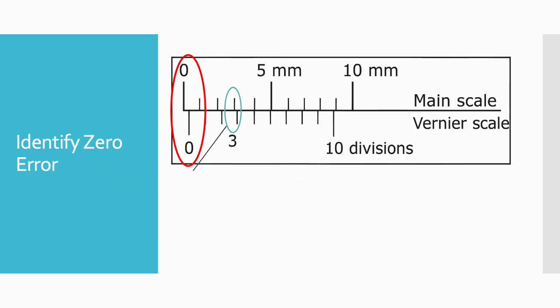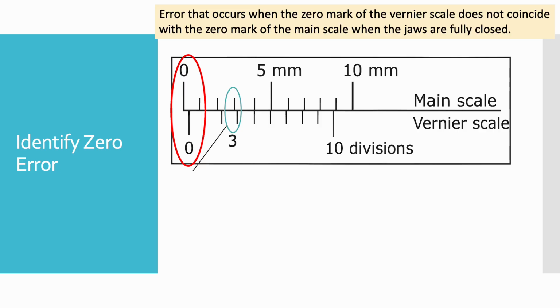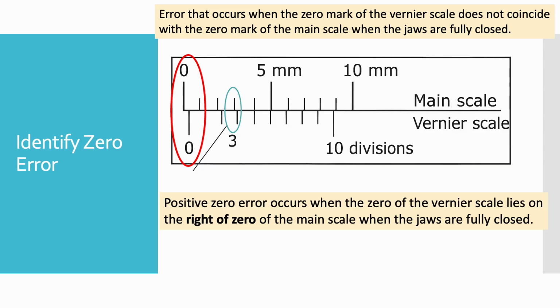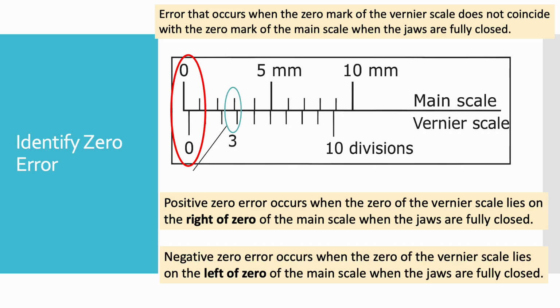Zero error. Zero error occurs when the zero mark of the vernier scale does not coincide with the zero of the main scale when the jaws are fully closed. If the vernier zero is to the right of the main scale, we say that there is positive zero error. If it's to the left, it's a negative zero error.